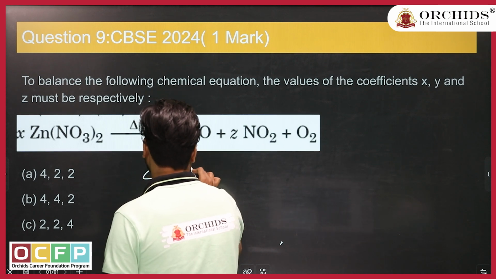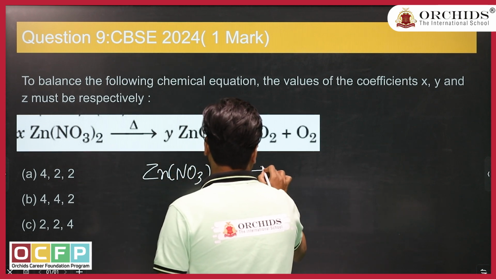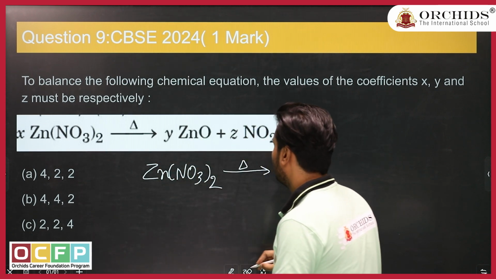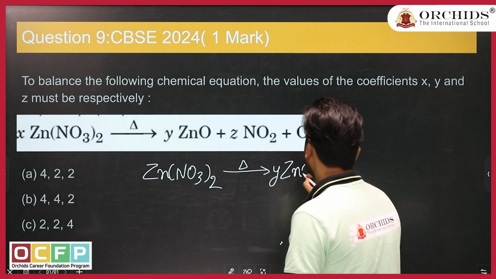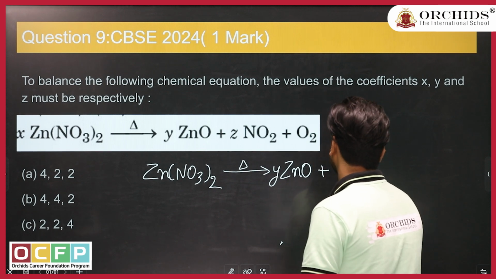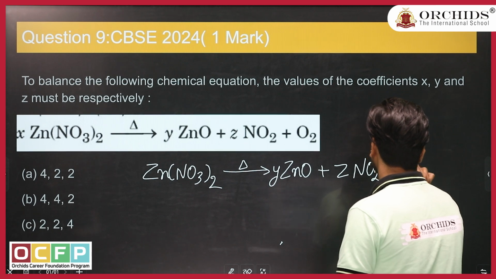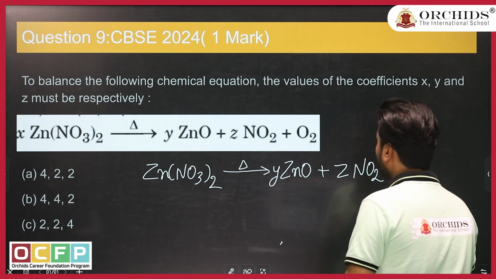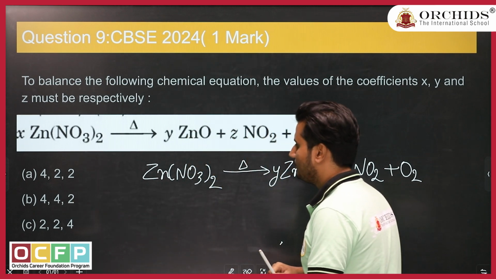Zn(NO3)2, that thermally decomposes to give zinc oxide plus nitrogen dioxide plus oxygen. Alright. Now we will start balancing our equation first.